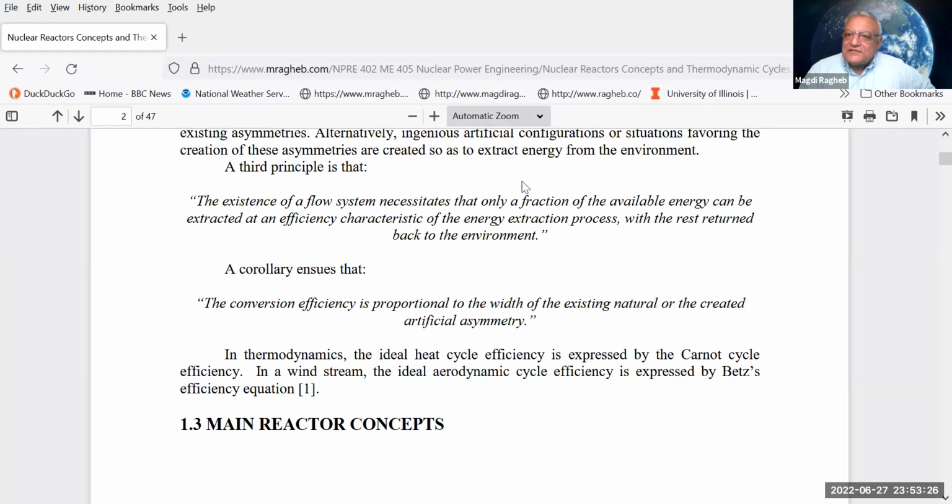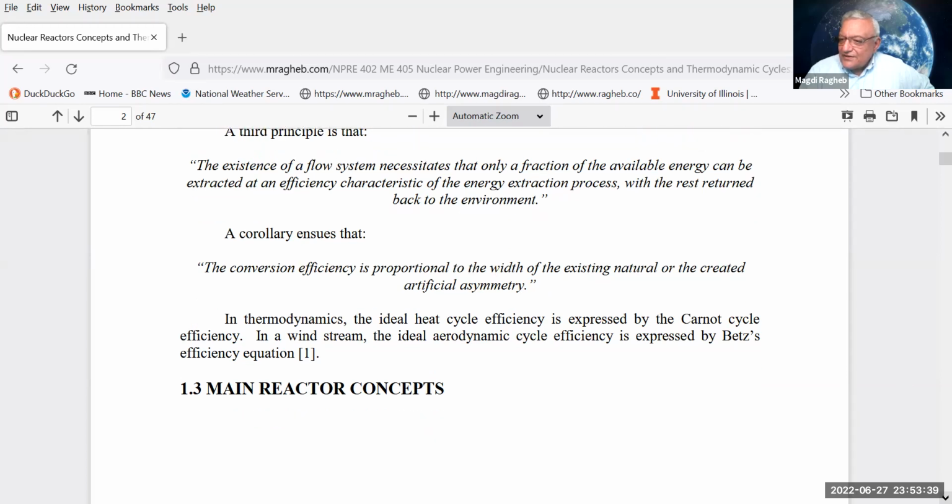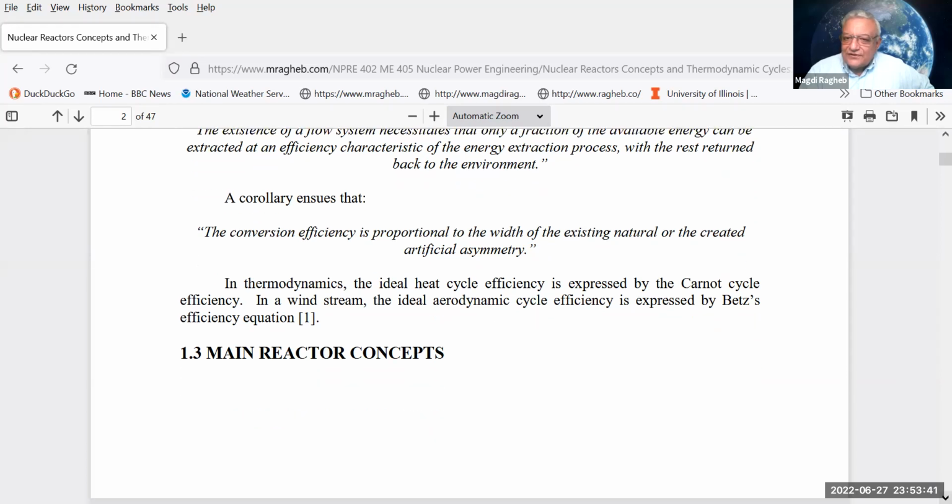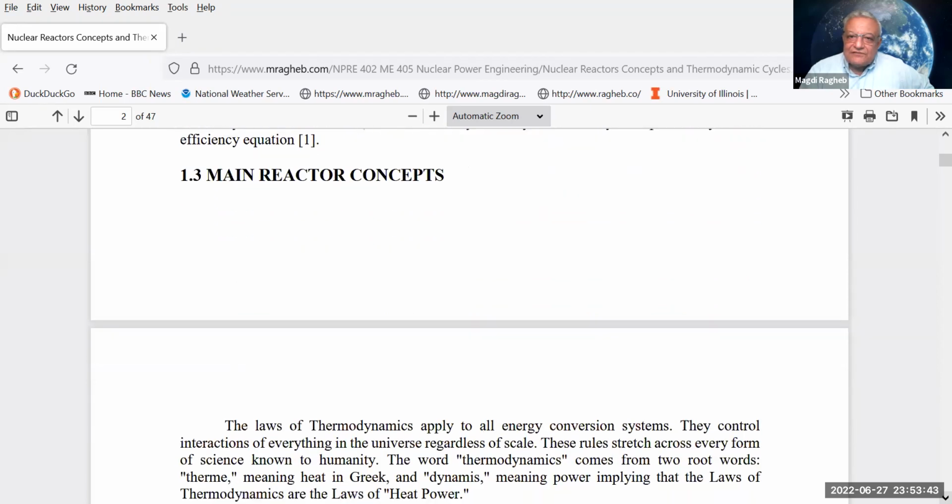If we master those principles here, we open ourselves a window to develop new ideas. For instance, if an asymmetry does not exist, we create the asymmetry. Once we create the asymmetry, then we can extract energy from the environment.